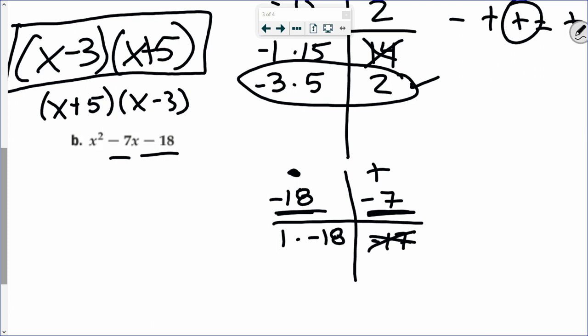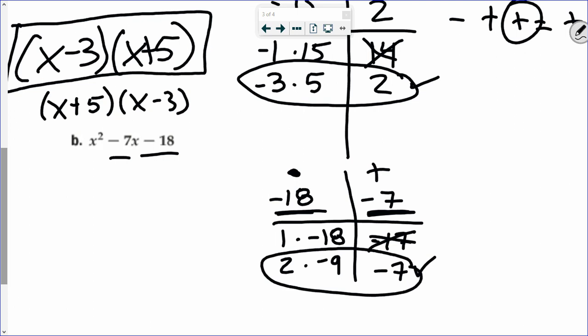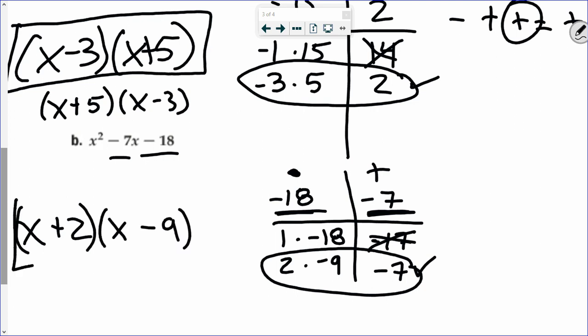So, well, what about 2? 2 goes into 18 9 times. So 2 times negative 9 is negative 18. 2 plus negative 9 is negative 7. So that's our combo there. We factor that: x plus 2, x minus 9. Doesn't matter which one I write first. I usually write them in the order I find them. So there we go, 2 and negative 9.